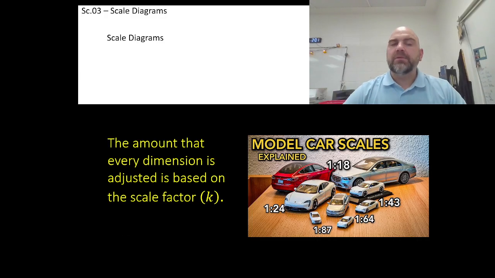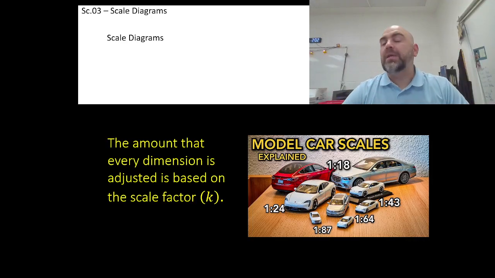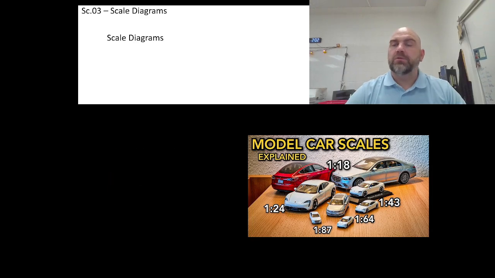All right, the amount that every dimension is adjusted is based on something called a scale factor, and that scale factor is exactly the same for every dimension. You will notice in the picture, each one of those little cars has a scale factor: 1 to 18, 1 to 24, 1 to 43, 1 to 64, 1 to 87. These scale factors tell us by how much it has been shrunk. How much smaller is it than the original? That's our scale factor, and we can use that to solve questions and come up with solutions.